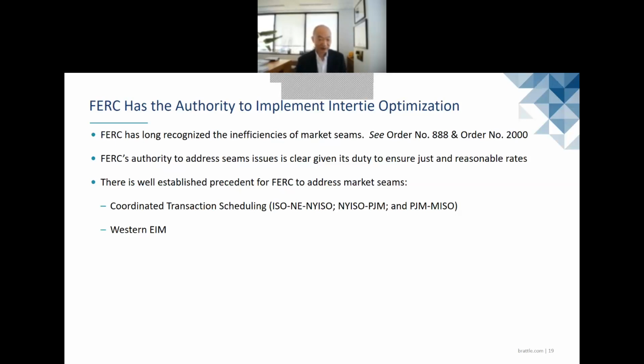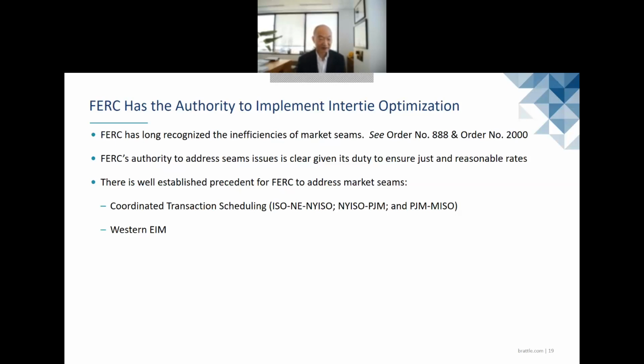And when you look at what FERC has done over the years, it has long been concerned over the inefficiencies created by market seams. This concern goes all the way back to Order 888 and Order 2000, which set up the framework for the RTO/ISO market. So the concern has been a long-standing one with the Commission. And FERC has a duty to address these seams issues because of its obligation to ensure that rates remain just and reasonable. And so there's a lot of precedent here for FERC to address these market seams.